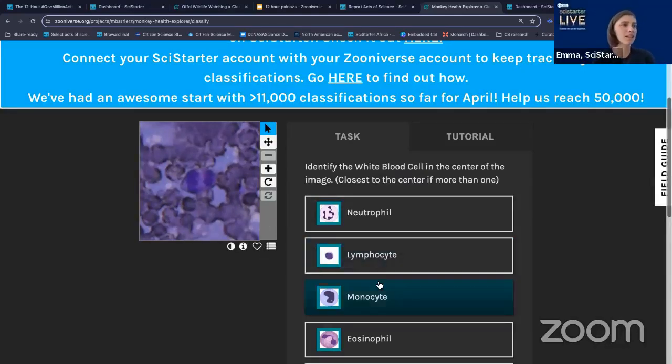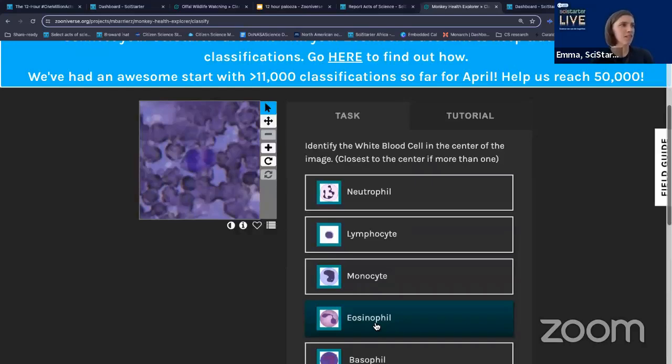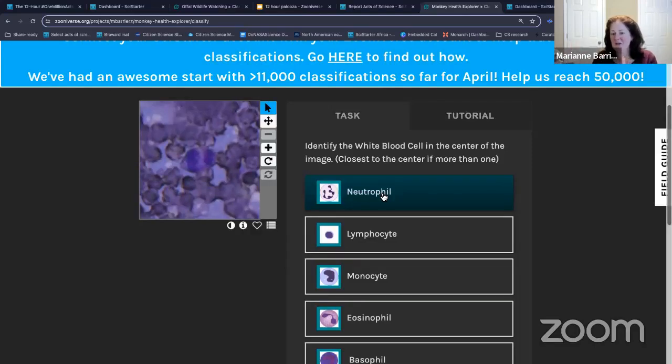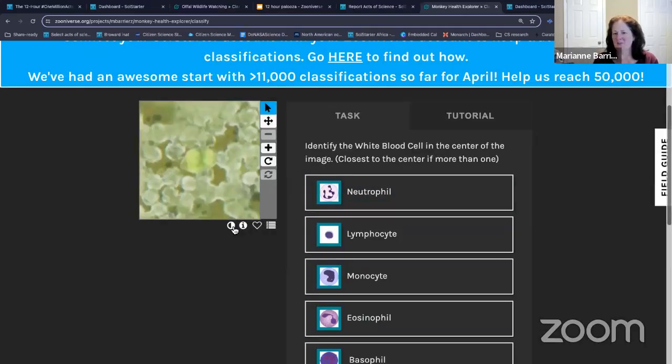But this one, honestly, looks kind of like an eosinophil to me. Is it light or dark compared to the red blood cells around it? A little bit lighter, I think. Neutrophils are lighter. You always want to compare it to the red blood cell next to it because some slides are just darker overall, so you have to have a comparison. If it's lighter than the red blood cells, it's more likely to be a neutrophil. If it's darker, it might be an eosinophil.